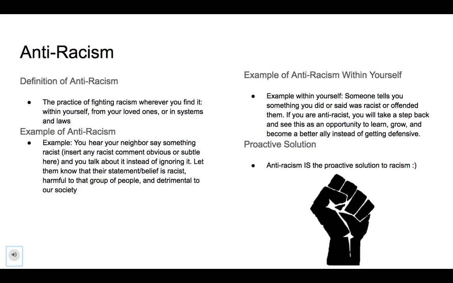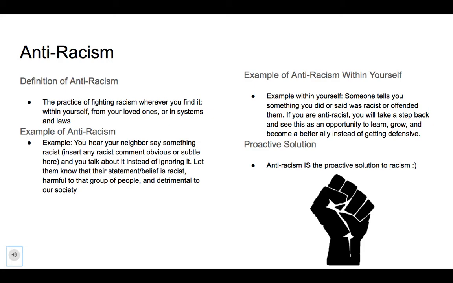Anti-racism is the practice of fighting racism wherever you find it. That can be within yourself, from your loved ones, or in systems and laws. One example is, let's say you hear your neighbor say something racist. Just to not traumatize anyone, I won't say anything racist. I'll just let you imagine your own racist comment.